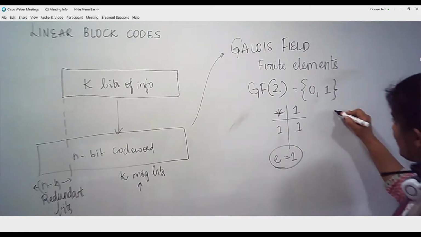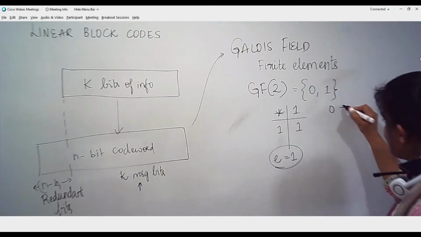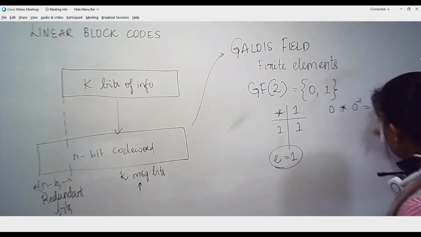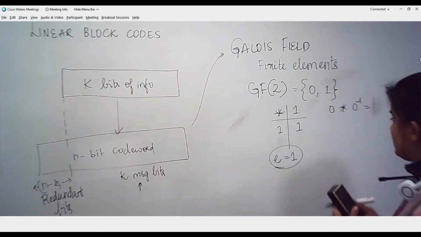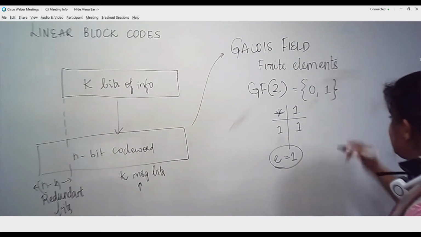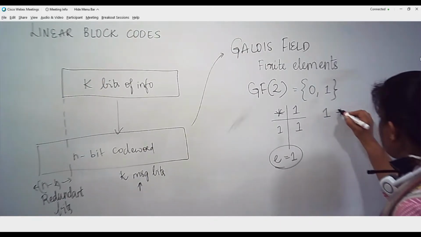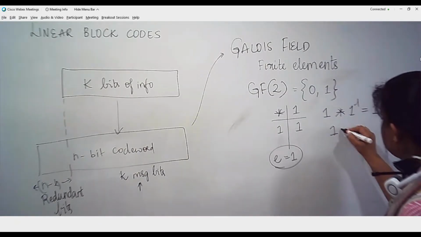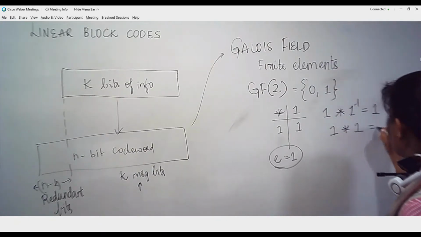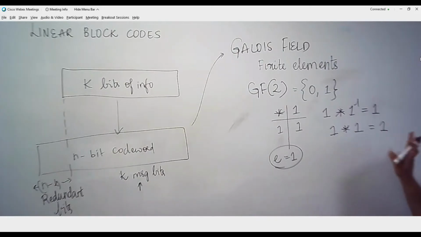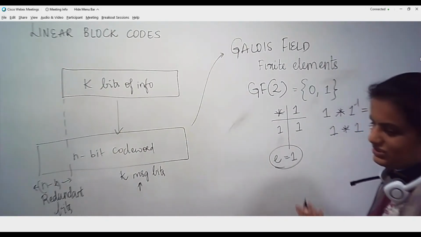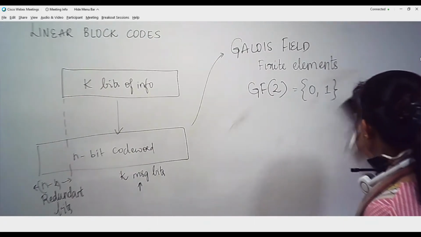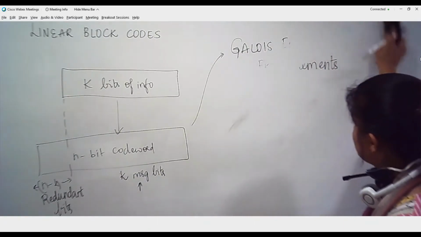Similarly, if I want to find inverse, 0 multiplied with its inverse should end up in a unit element. So there is no such element. So I will not consider the 0th factor at all. So 1 multiplied with 1 inverse should end up in a 1. That means 1 multiplied by 1 is equal to 1. So the inverse element is also 1, the unit element is also 1. This is under multiplication. So if you know this much, this is enough.